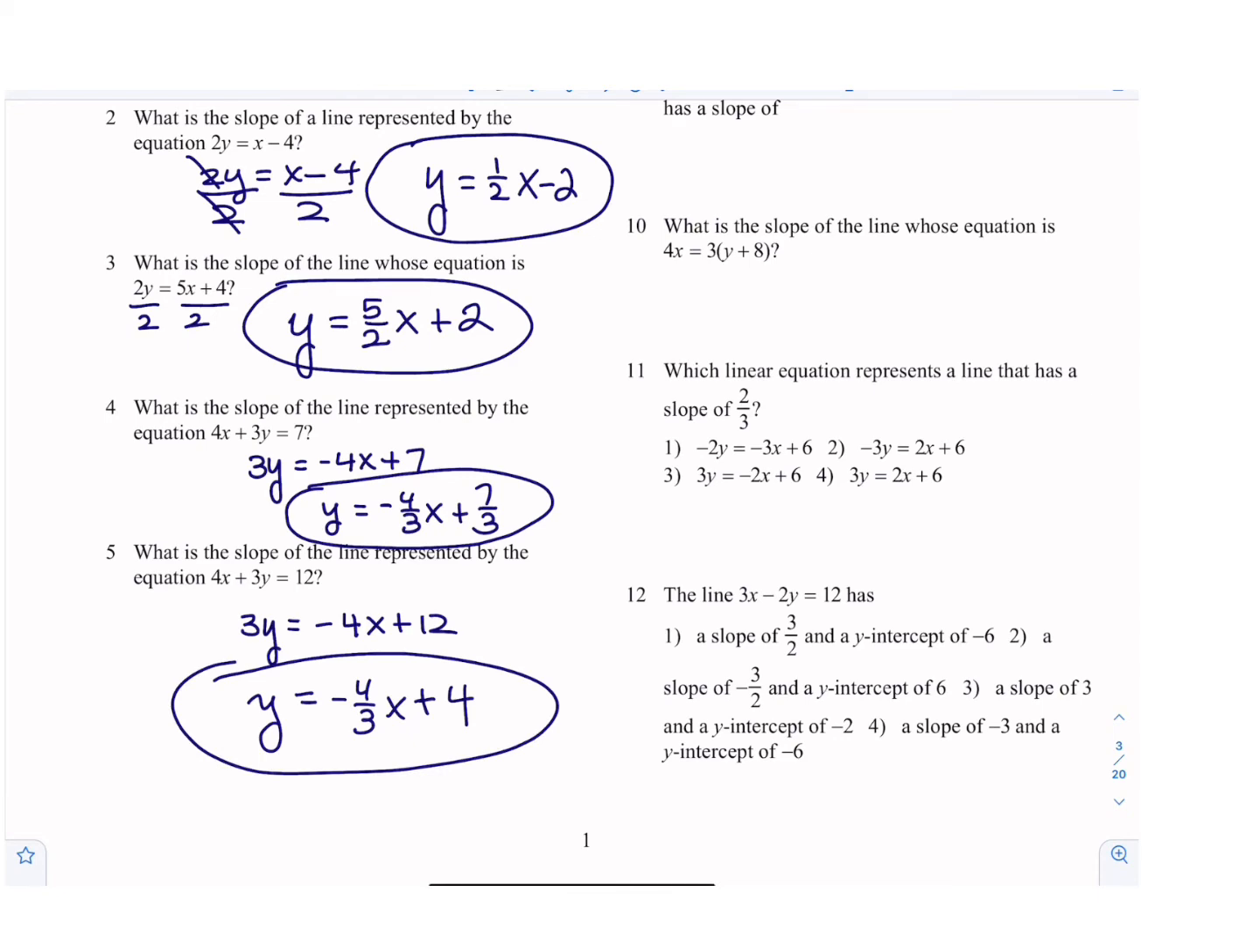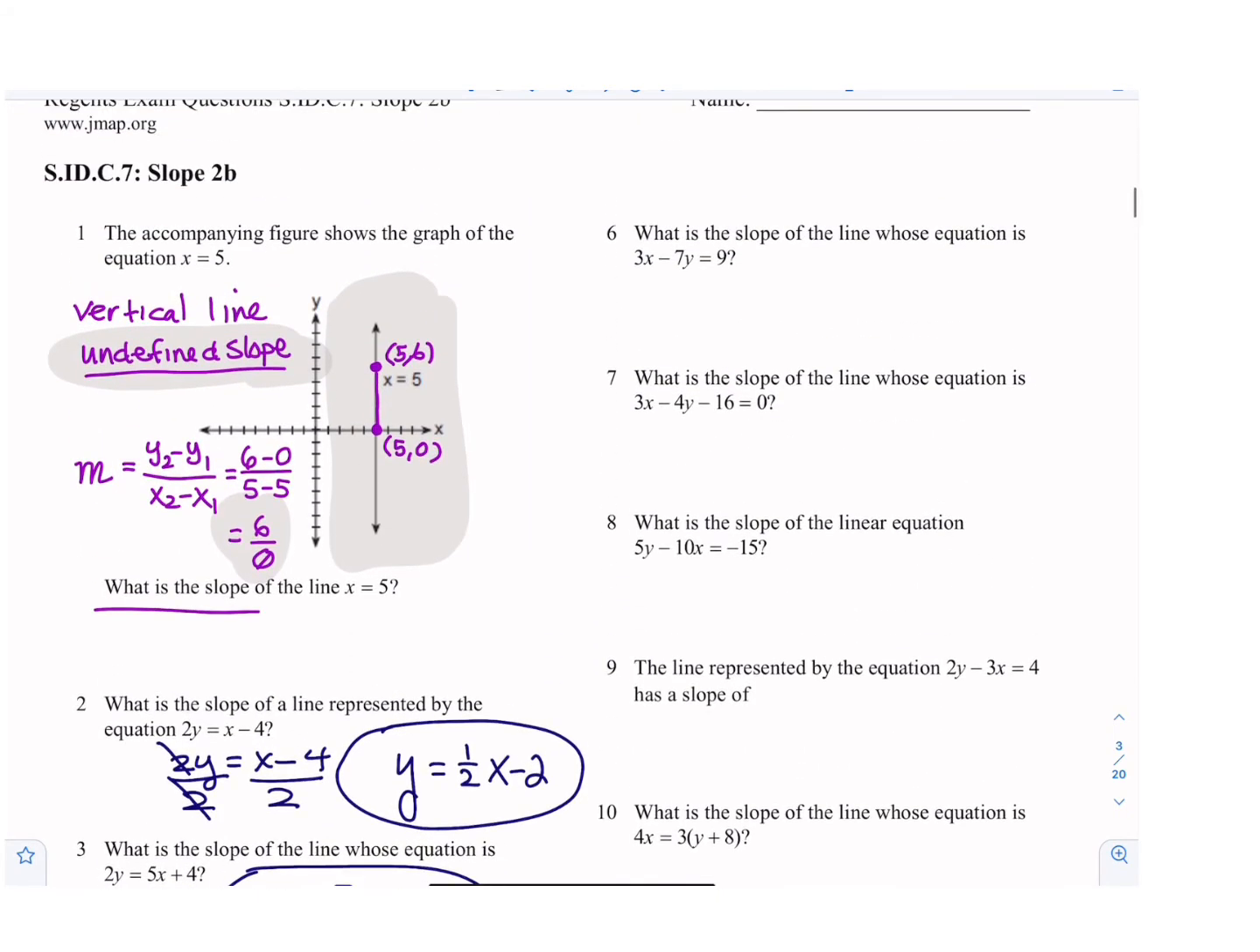Number 6, we have negative 7y equals negative 3x plus 9 by subtracting 3x to the other side. And when I divide by negatives, it's going to change the signs of everything. So y is equal to positive 3/7 x and negative 9/7. That's the answer to number 6.